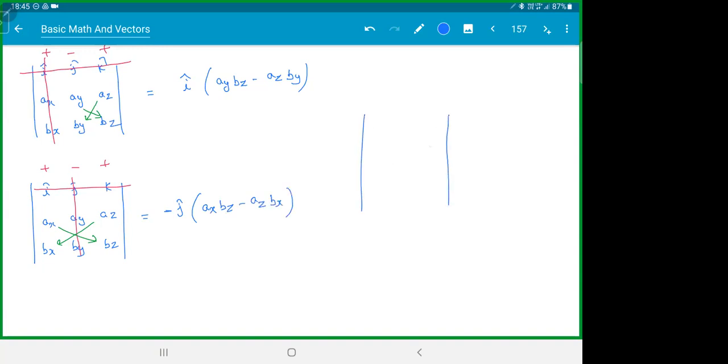Then when you take the third one, plus, minus, plus, you take the third column, so these two will be gone. These two and these two cross multiply. This is plus K into AX BY minus AY BX.